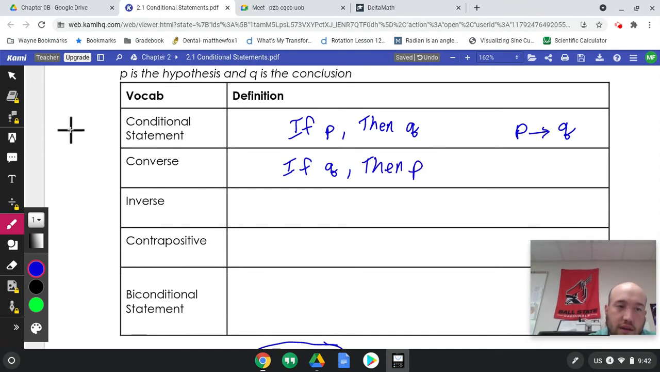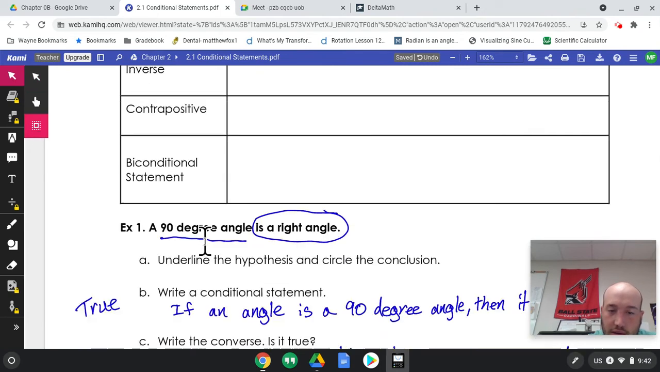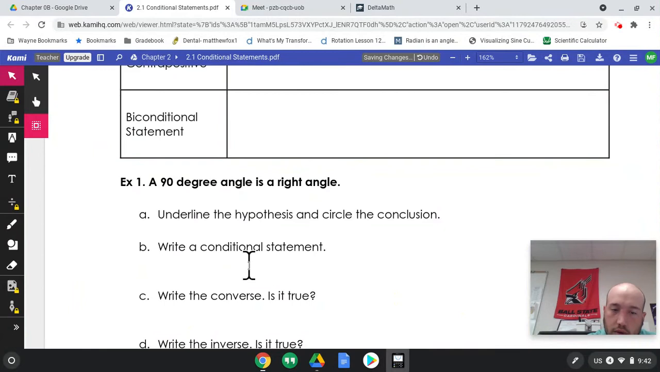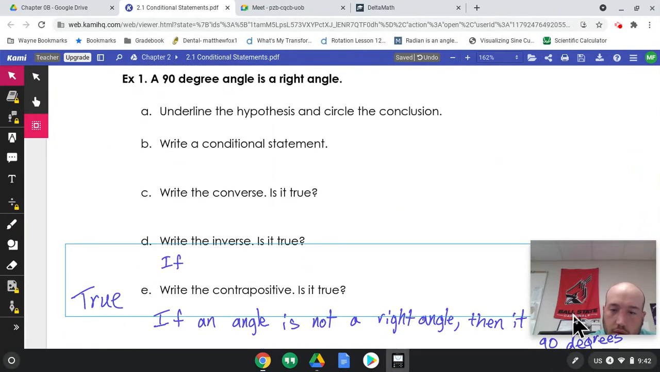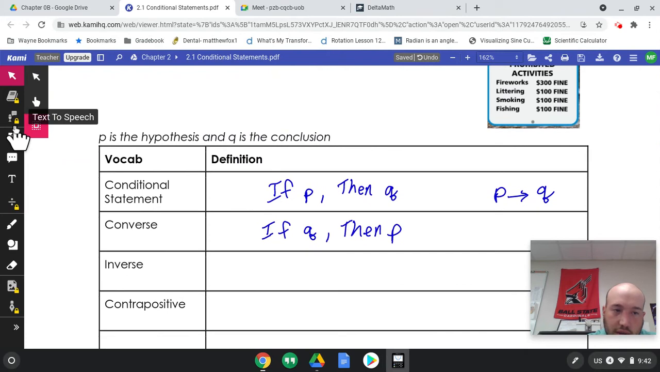And it looks like I forgot to clear this from class. So give me one second. Oops. All right. So if Q, then P.